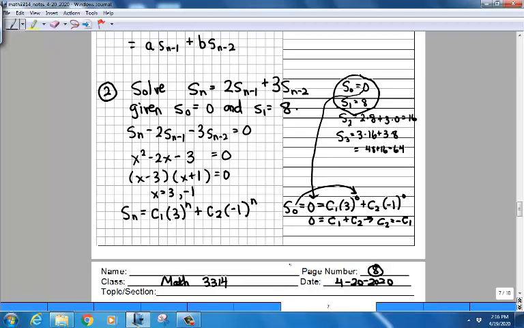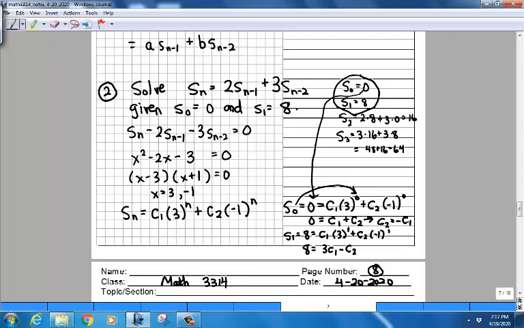All right, now the second initial condition. We know S sub 1 is equal to 8, but that is equal to C1 times 3 to the first power plus, oops, I forgot the C2, right? Plus C2 times minus 1 to the first power. So I get what? 8 is equal to 3C1 minus C2, right?